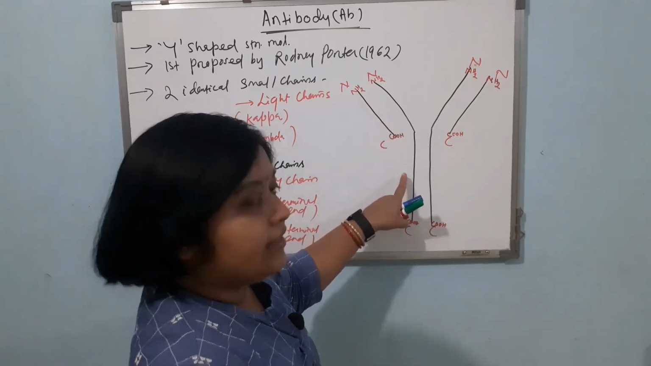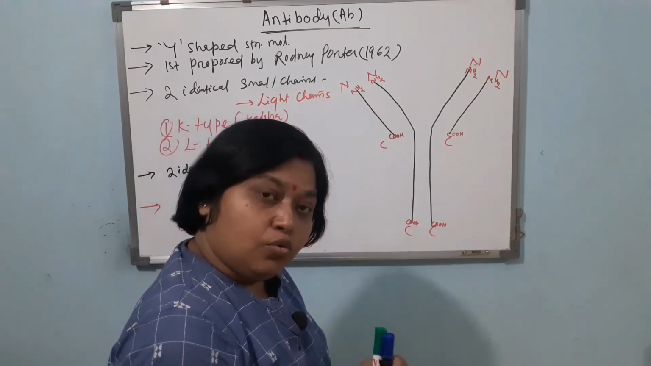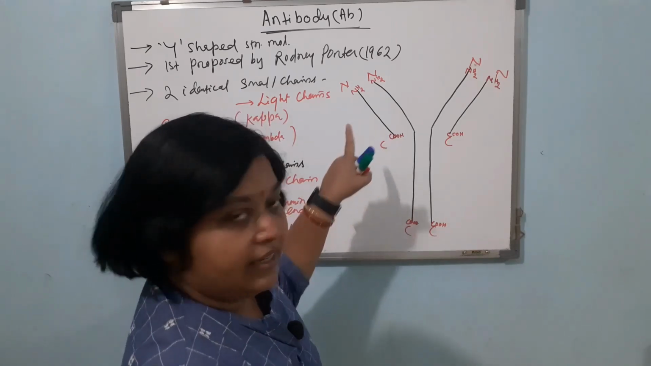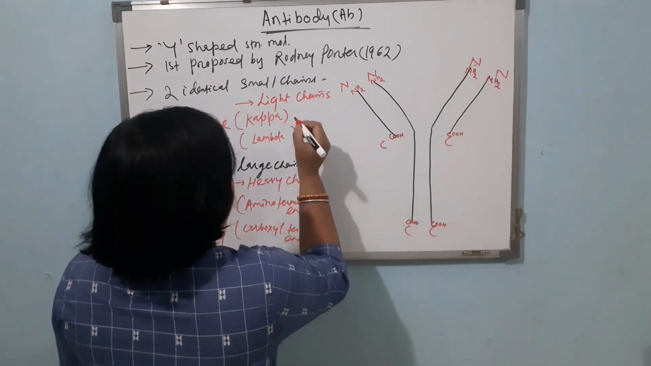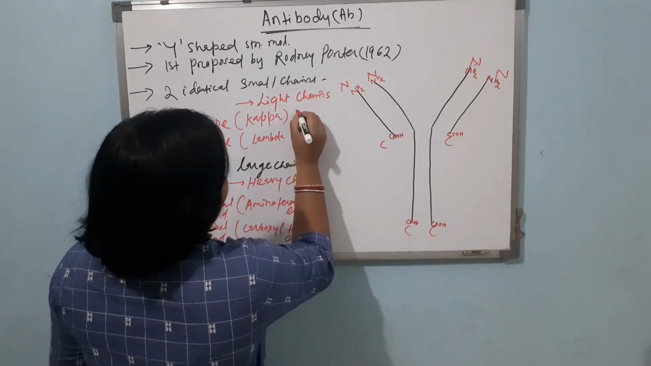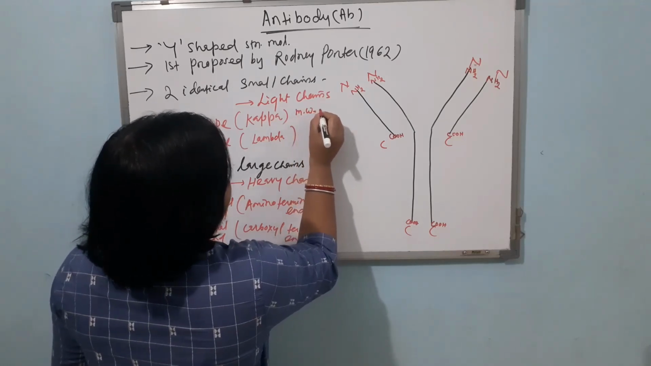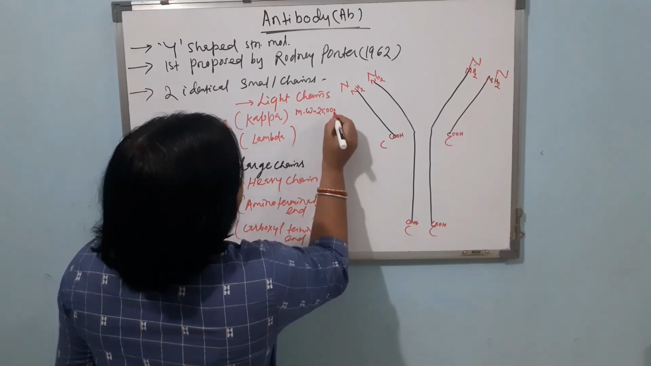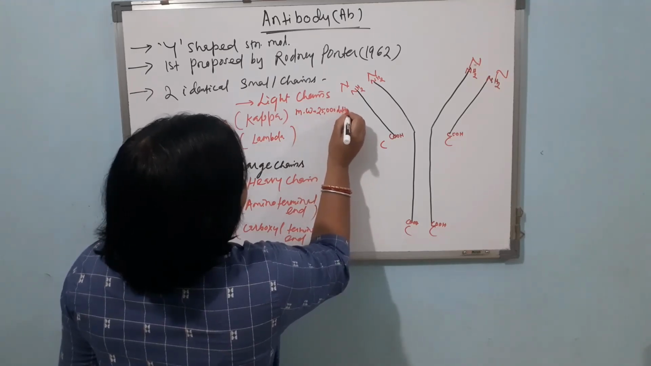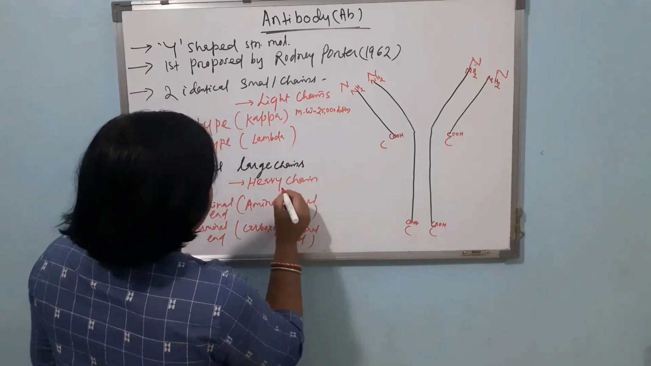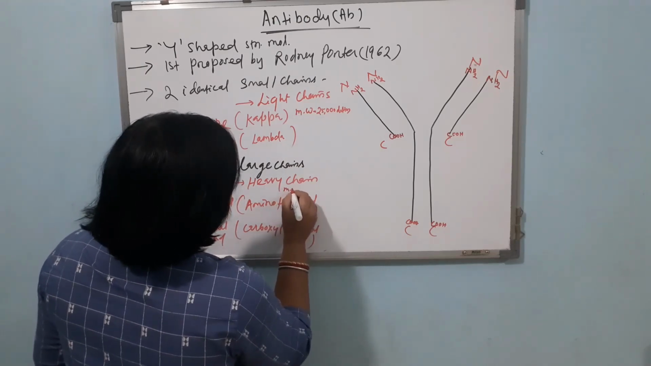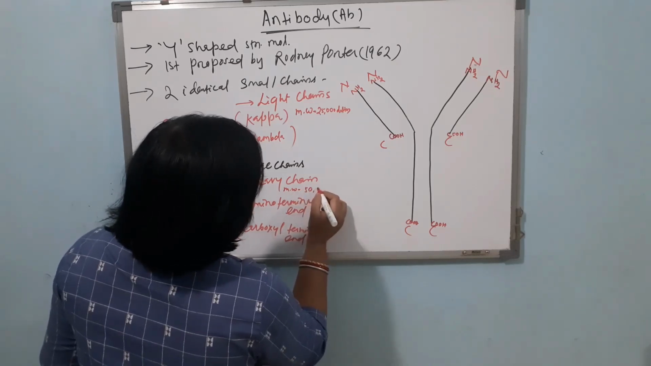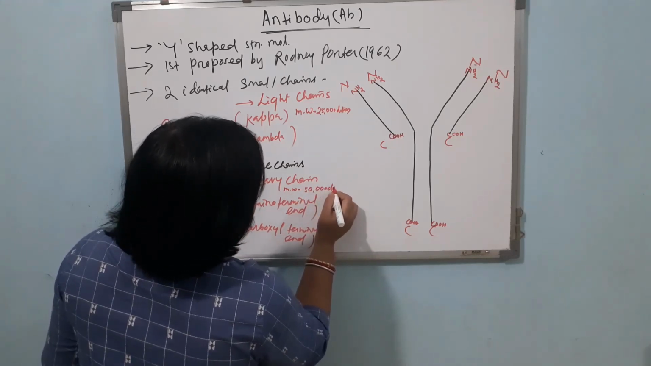Each heavy chain is twice the length of light chain. The molecular weight of light chain is 25,000 Dalton. Similarly, the molecular weight of heavy chain is 50,000 Dalton.